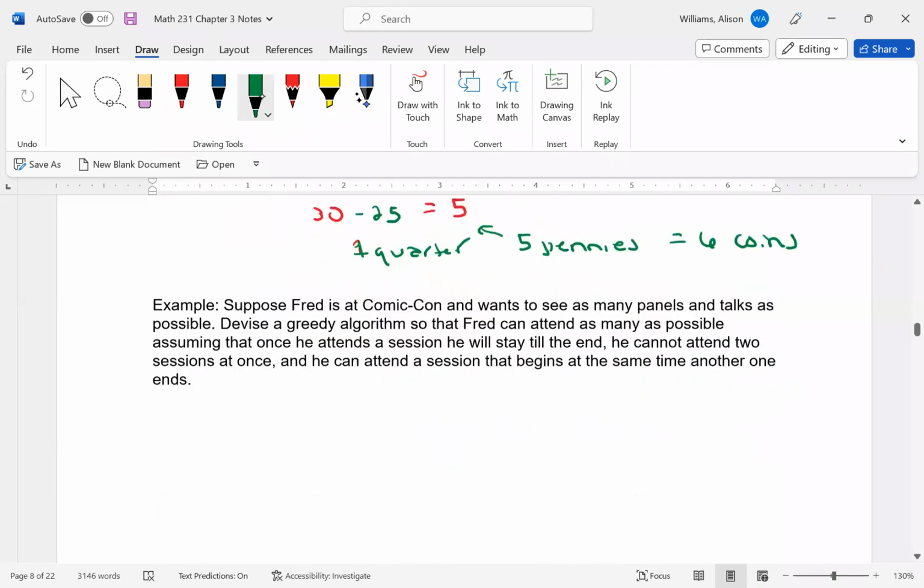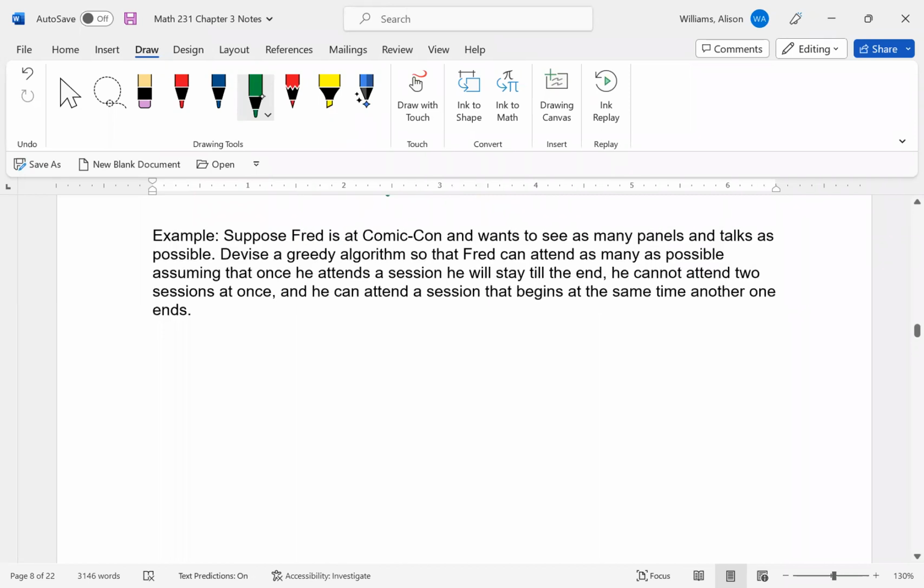All right, let's look at another problem that uses a greedy algorithm. Suppose Fred is at Comic-Con and wants to see as many panels and talks as possible. Devise a greedy algorithm so he can attend as many as possible. And here are the things we're going to assume. We're going to assume that once he attends a session, he's going to stay. He can't go to 2 at the same time, but he can attend a session that starts at the time 1 ends. So we're going to assume that he can get to the next session, no problem. All right. Even though technically he might be a smidge late, maybe they always end 1 minute early, then it's designated. And so he's good to go. All right. We're just going to use that for simplicity.